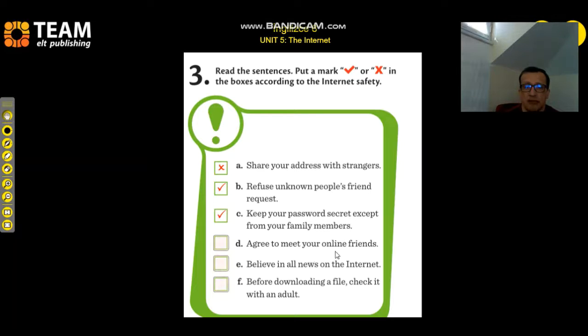Yes, agree to meet your online friends. Online arkadaşlarınızla buluşmayı kabul edin. This is of course incorrect, false. Believe in news on the internet. İnternetteki bilgilere inanın. It is false. And before downloading a file, check it with an adult. Bir yetişkinle bunu kontrol edin. It is correct.